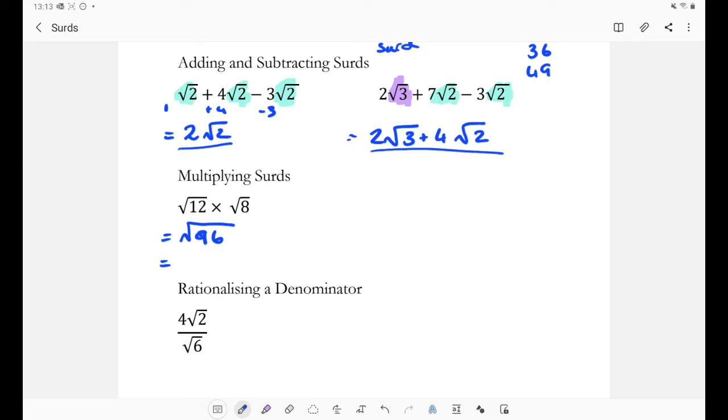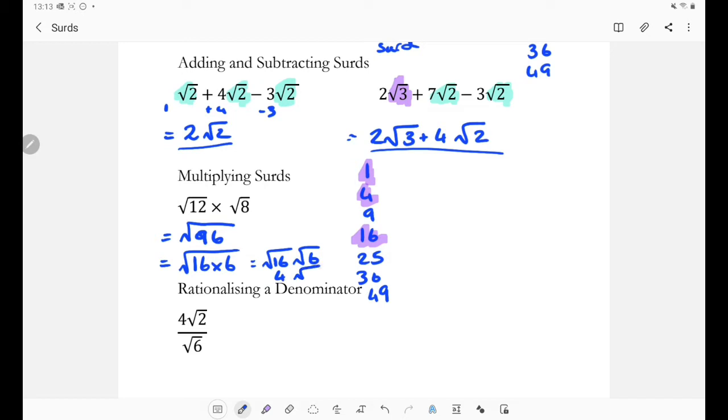However, surds, like fractions, you must simplify. So we look down this list for any value that fits into 96. You've got 1, 4, 16. 16 times 6, which you split, and you square root the 16, so we get 4 root 6.